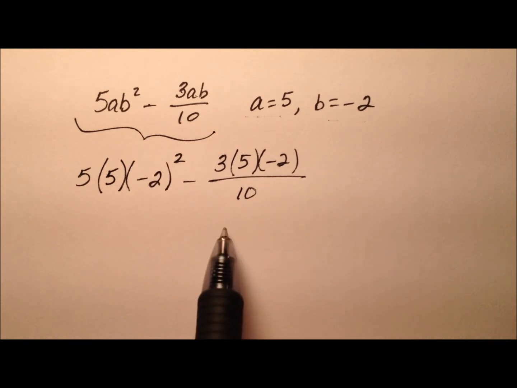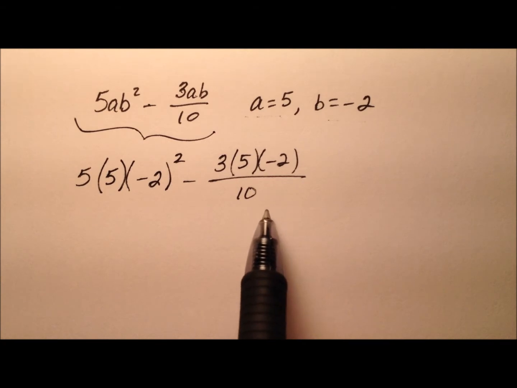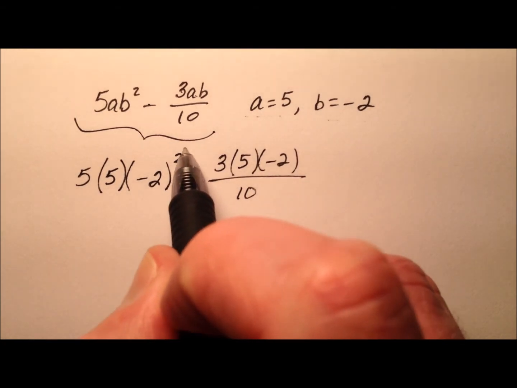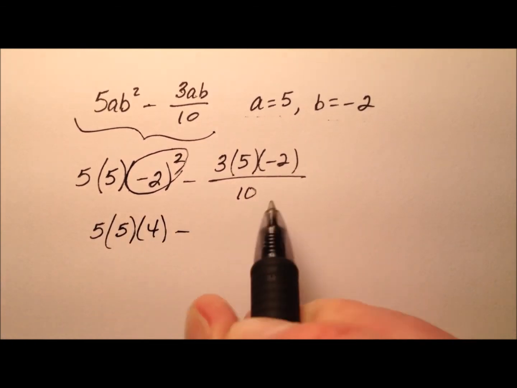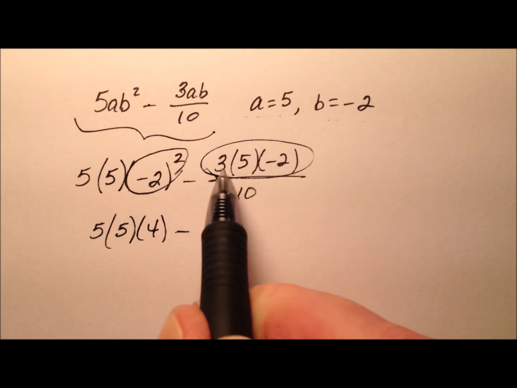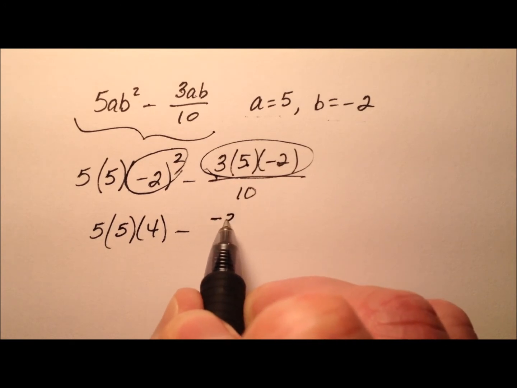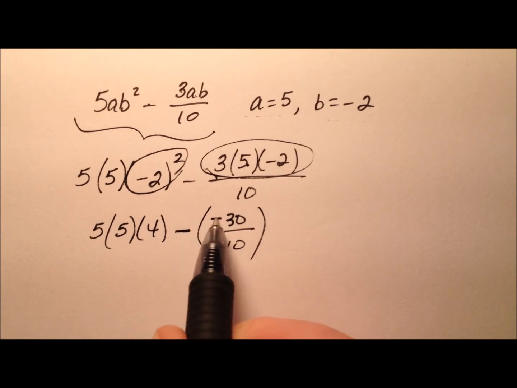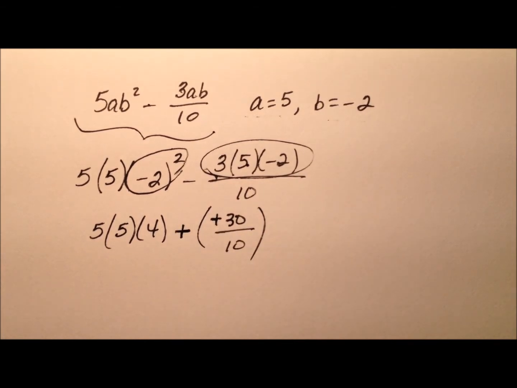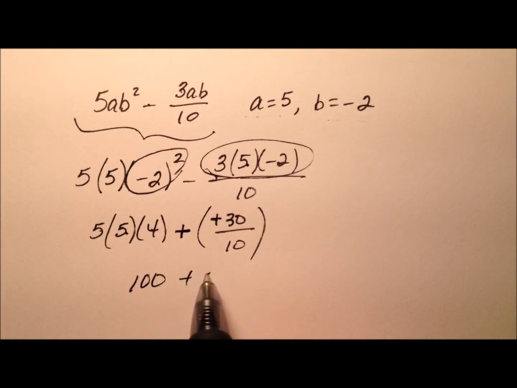So now, numerically, we're going to go ahead and use the order of operations to evaluate or simplify this expression. So I can do my exponent first, and I get 4. So 5 times 4, and then I can work the multiplication in this numerator. 3 times 5 is going to be 15, times negative 2 is negative 30 over 10. Okay? So I have the subtraction with a negative, so I'm going to go swoosh swoosh and make that an addition. So 5 times 5 is 25, times 4 is 100, plus 3 will be 103.